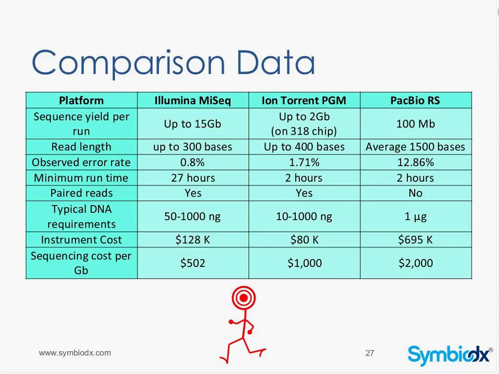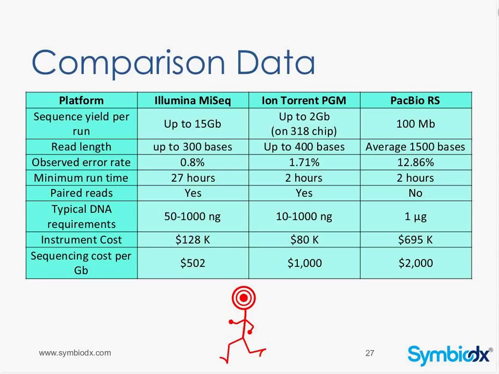Both systems can do paired reads, and what this means is they can read the DNA sequence from each end so that you can be sure that you sequence the region in the middle that could be missed by going either direction. PacBio cannot do paired ends.